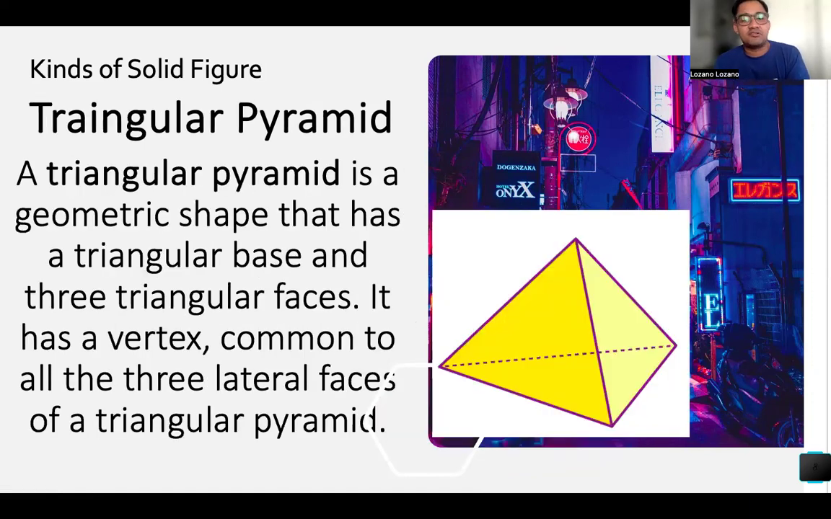Triangular pyramid. A triangular pyramid is a geometric shape that has a triangular base. Kanina, square base tayo or quadrilateral base. Ito naman ay triangular base or trigon base tayo. And three triangular faces. It has a vertex common to all the three lateral faces of a triangular pyramid. Ayan, ito yung apex. Yung mga apex niya to the lateral sides are all common.